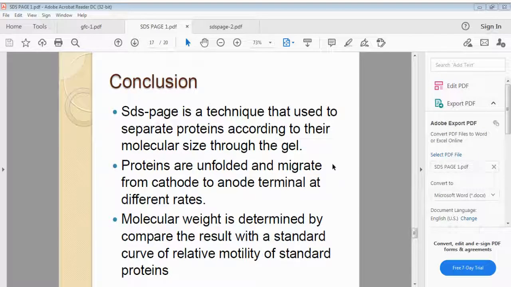So SDS-PAGE is a technique used to separate proteins according to their molecular size through the gel. The proteins are unfolded by the beta mercaptoethanol, and they migrate from the cathode terminal end to the anode terminal end at different rates depending upon their size. Molecular weight can also be determined by using molecular ladders.